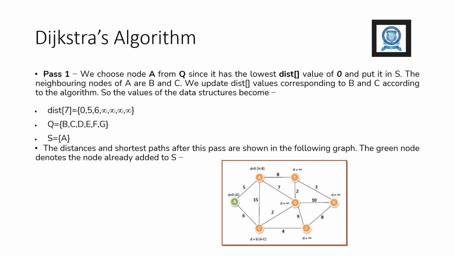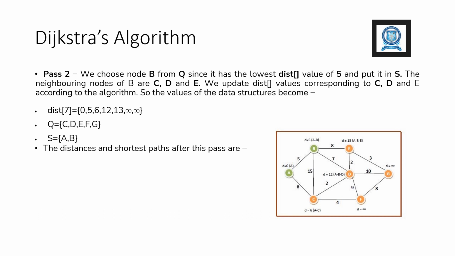In pass 1, we choose node A from Q since it has the lowest dist value of 0 and put it in S. The neighboring nodes of A are B and C. We update dist values corresponding to B and C according to the algorithm. So the values of the data structures become dist of S is equal to 0, 5, 6 and all other distances to nodes are infinite. Q is equal to B, C, D, E, F, G. S is equal to A. The distances and shortest path after this pass are shown in the following graph. The green node denotes the node already added to S.